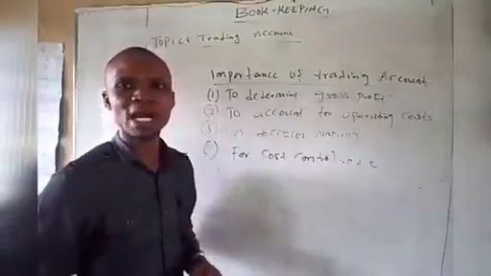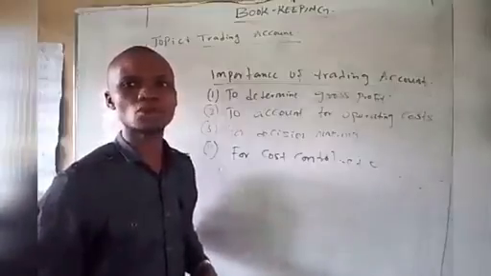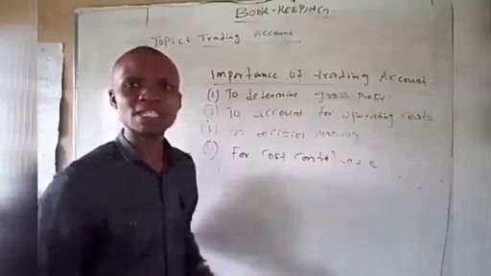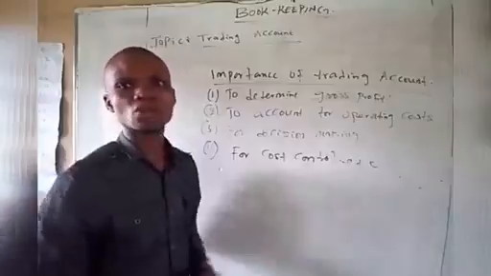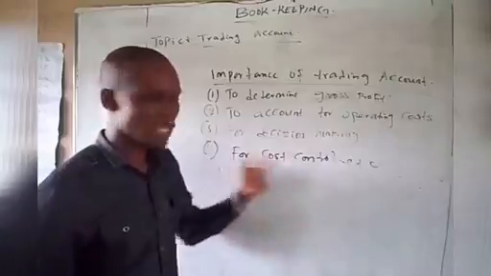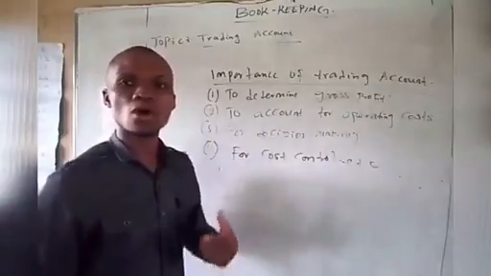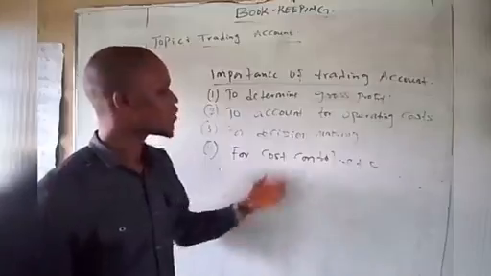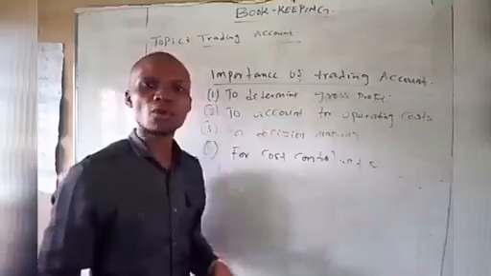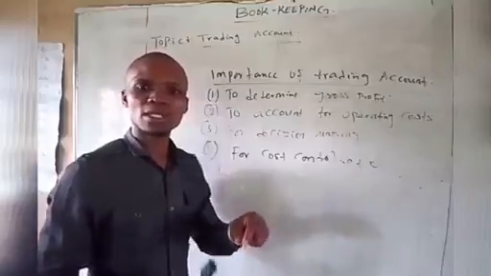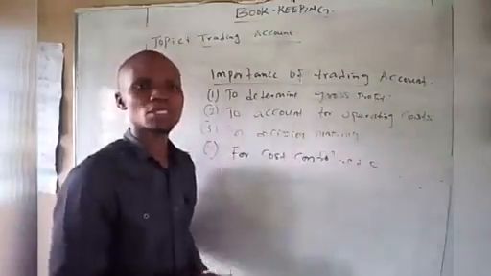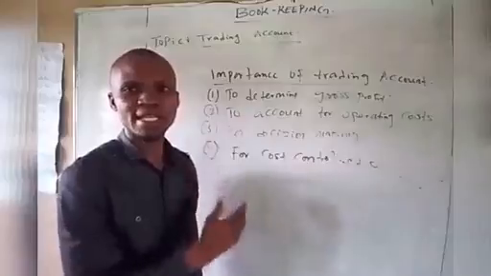We have number 3, decision making. Another reason for preparing trading account is to provide relevant information for planning, controlling, and decision making. Because once the gross profit is determined, the business owner can depend on such profit and make economic decisions on how to grow the business, and help them to know whether the business is doing very well or the business is doing badly. 4, for cost control. Trading account can also serve as a tool for cost control, and cost control is a way of maximizing business profit. So these are some of the purposes of preparing trading account.